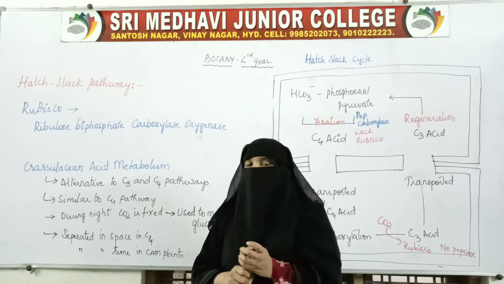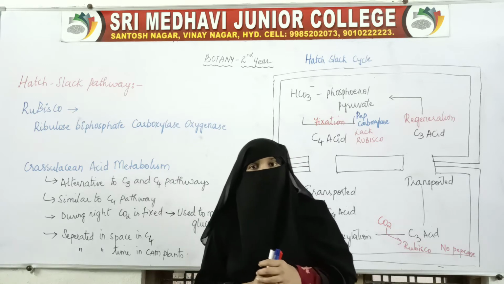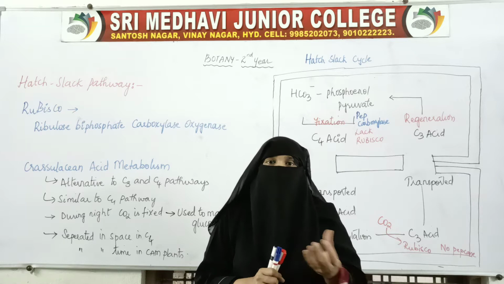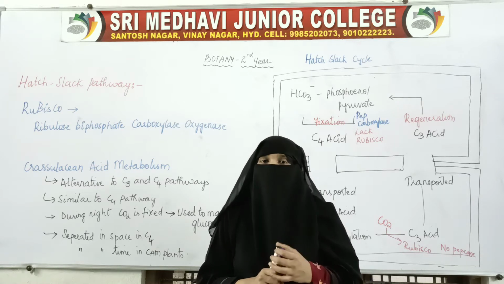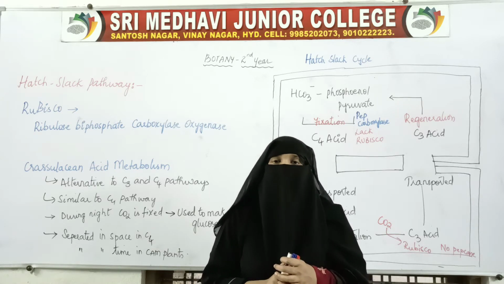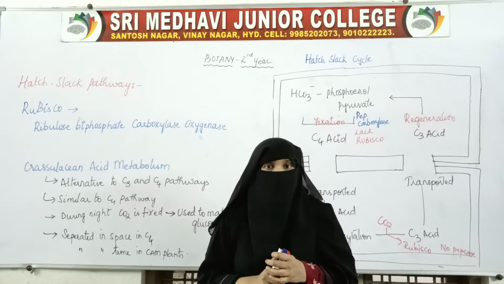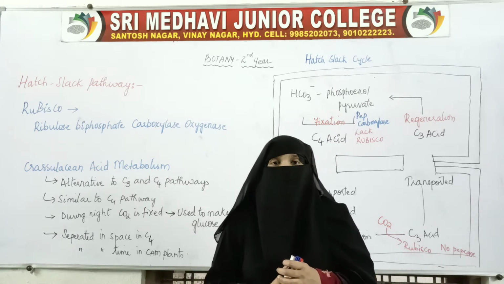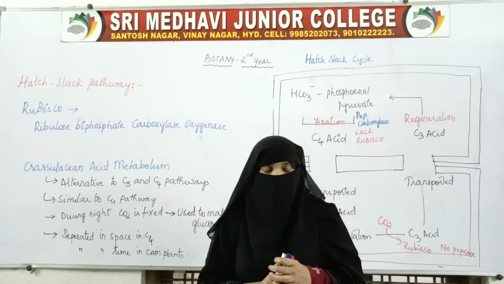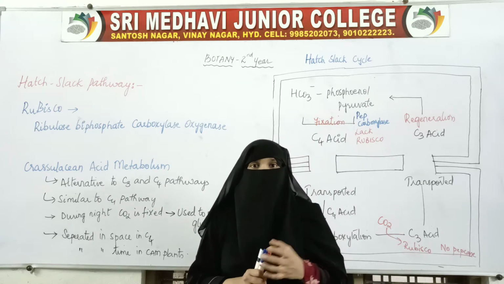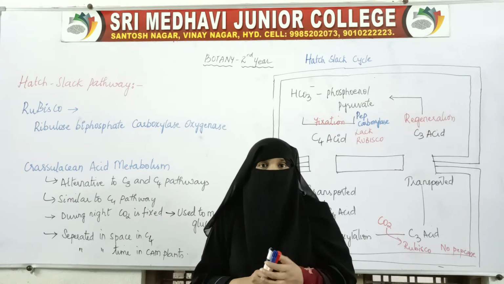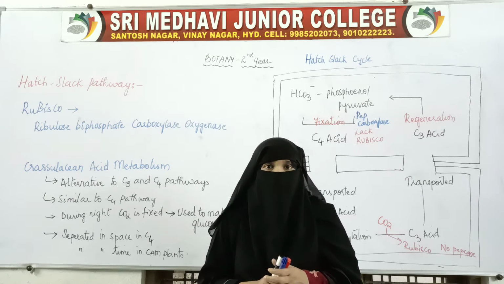The C4 pathway takes place in C4 plants, that is, the plants where the first stable compound which is formed when carbon dioxide is fixed is a 4 carbon compound, and that 4 carbon compound is oxaloacetic acid. We have also seen that there are special arrangements in the anatomy of the leaves of C4 plants.